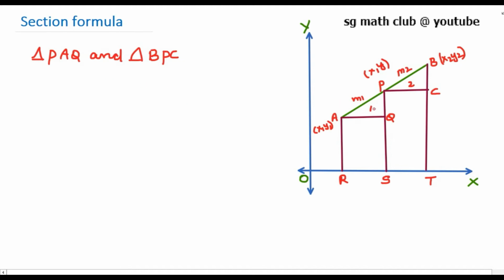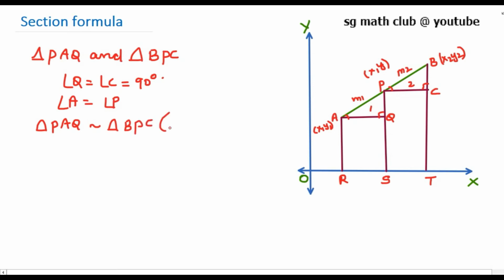We can see that angle Q is equal to angle C, because we have drawn the perpendicular lines, so it will be 90 degrees. Again, these two lines are drawn parallel to x-axis. Therefore, I can write angle A is equal to angle P, the corresponding angles will be equal. These two lines AQ and PC are parallel to x-axis. So by AA criteria, we can say that these two triangles are similar.